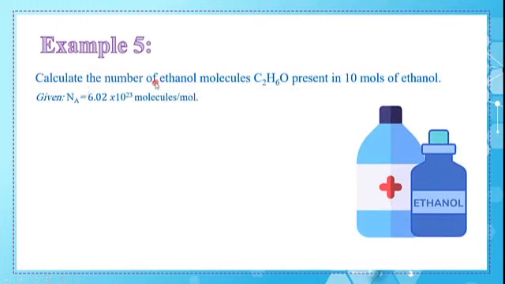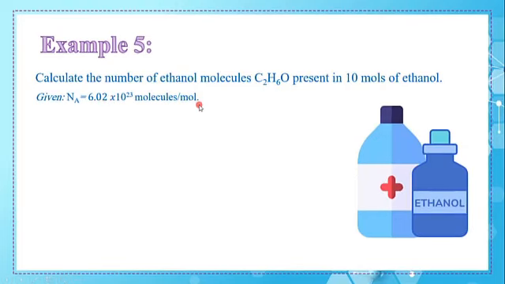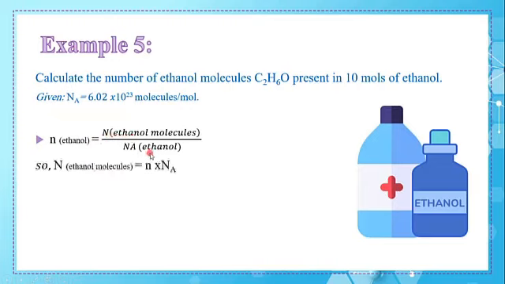Now calculate the number of ethanol molecules C2H6O present in 10 moles of ethanol, given Avogadro's constant equal to 6.02 times 10 to the power 23 molecules per mole. In this example, you are asked to calculate the number of ethanol molecules. This means capital N. So you're going to use the relation number of moles of ethanol equal to the number of ethanol molecules over Avogadro's constant. So number of ethanol molecules is equal to N multiplied by Avogadro's constant.